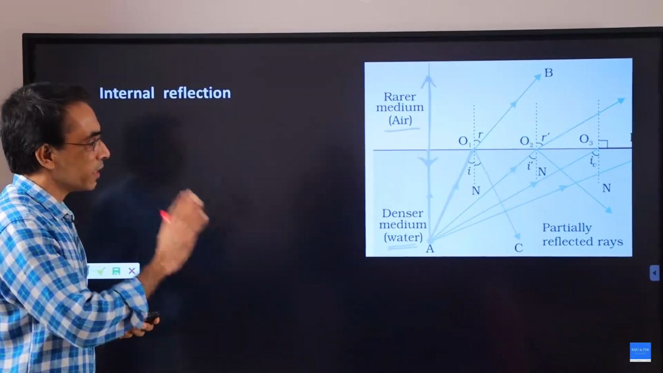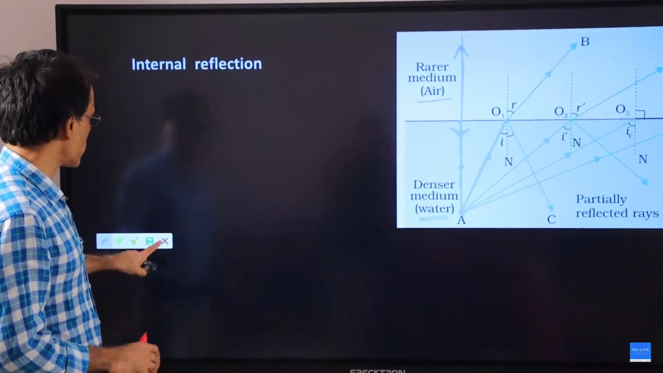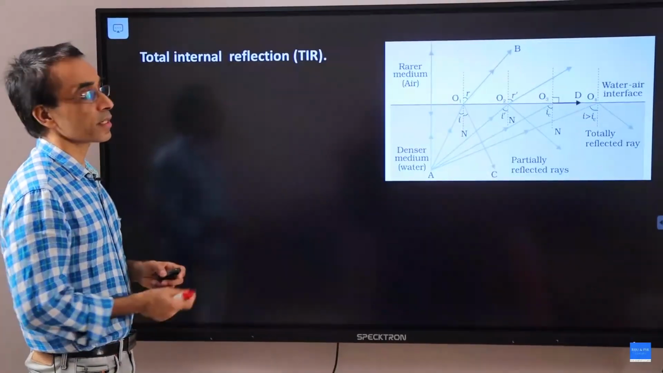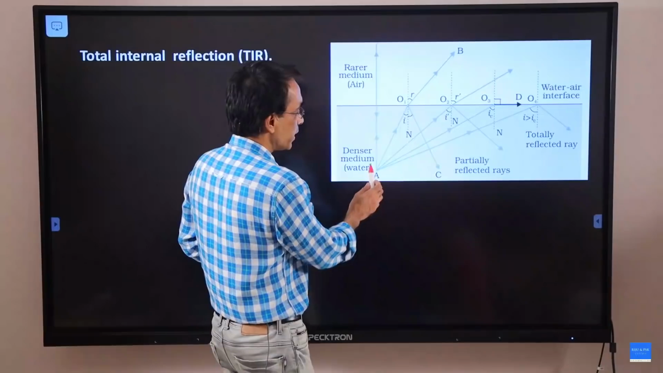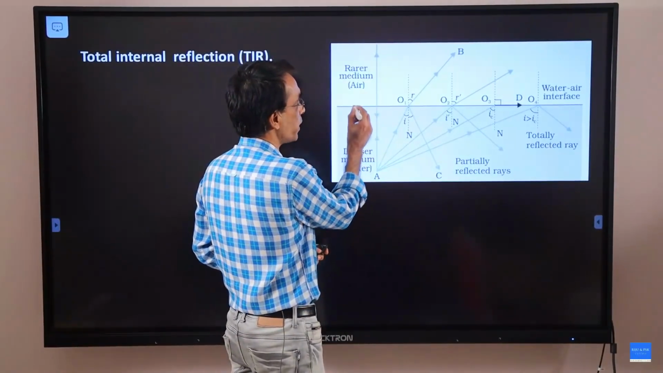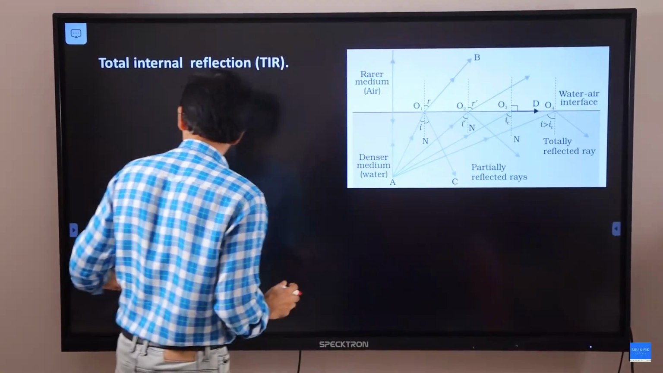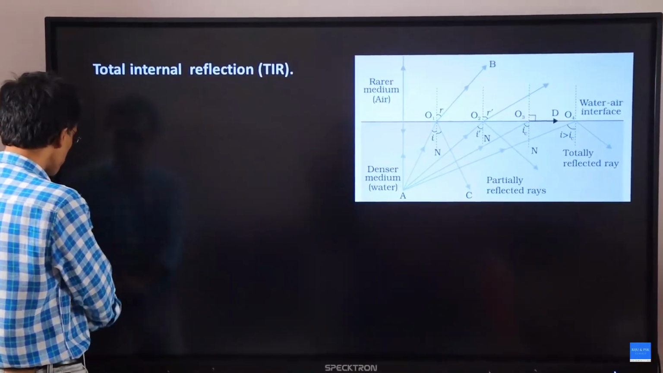From this internal reflection, we will go to total internal reflection. Okay, same diagram. Initially, here you can see at this point, angle of incidence was 0.